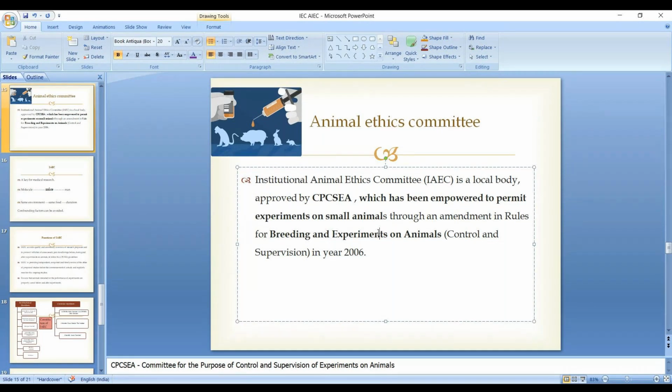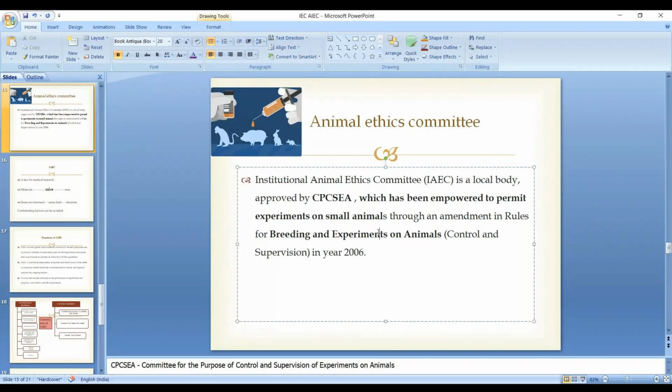Though you are having the ethics committee at your institute level, the chairman is from the outside. He should not be part of your institute, so all the things go autonomously. Of the IEC members, more than 50% are from the outside. They are not part of your institute, so the things go autonomously.